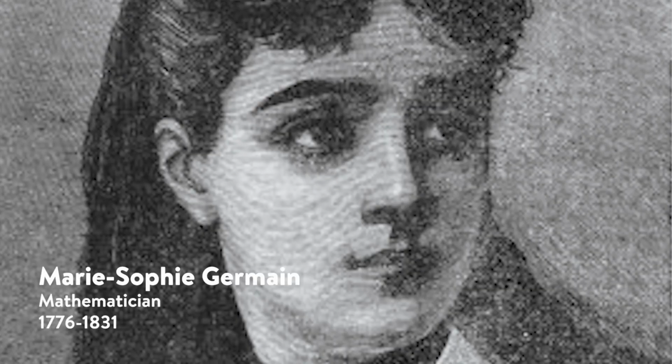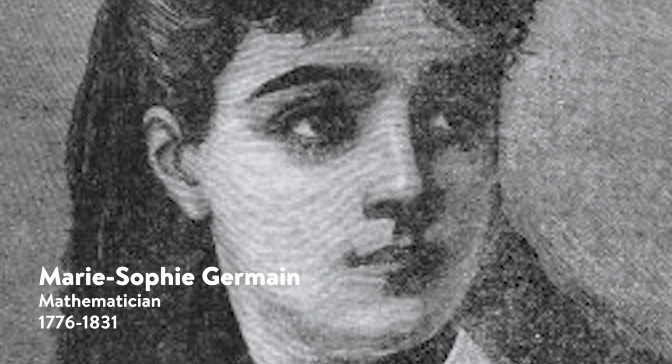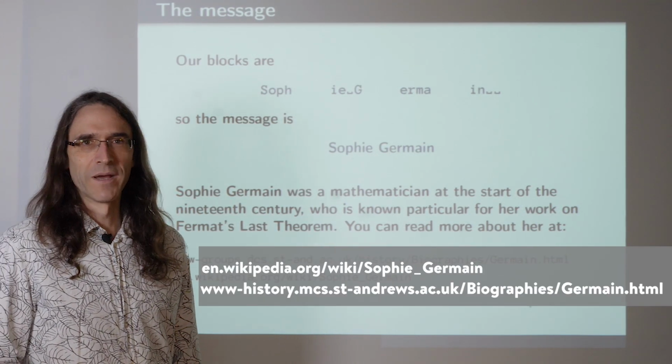Sophie Germain was a mathematician at the beginning of the 19th century in Paris. She's particularly well known for her work on Fermat's Last Theorem. You can read much more about her online.